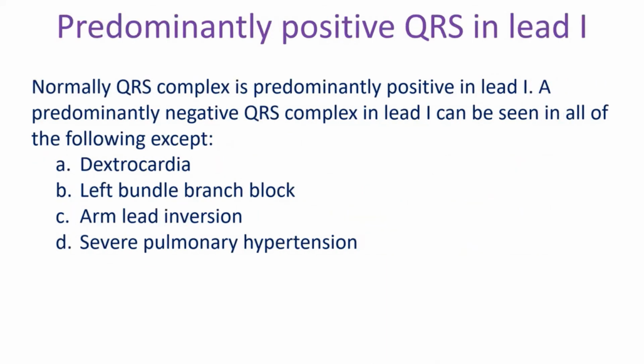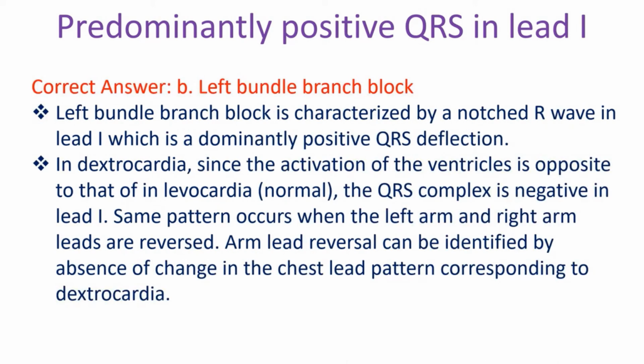Normally, QRS complex is predominantly positive in lead 1. A predominantly negative QRS complex in lead 1 can be seen in all of the following except: A. Dextrocardia, B. Left bundle branch block, C. Arm lead inversion, D. Severe pulmonary hypertension. Correct answer: B. Left bundle branch block.